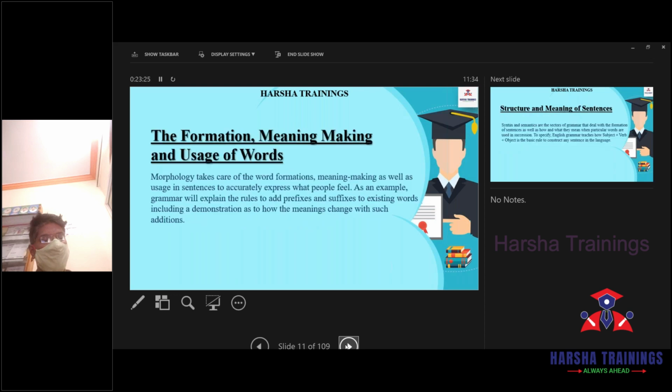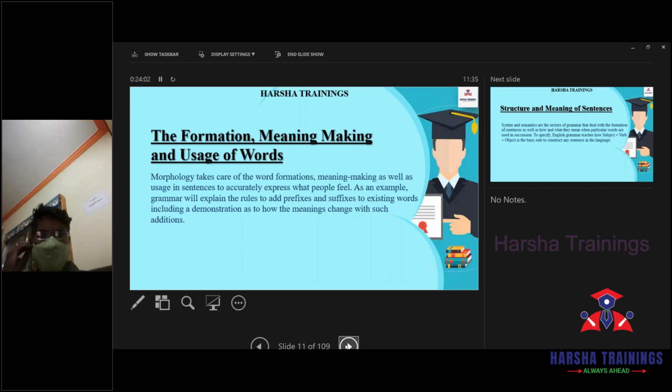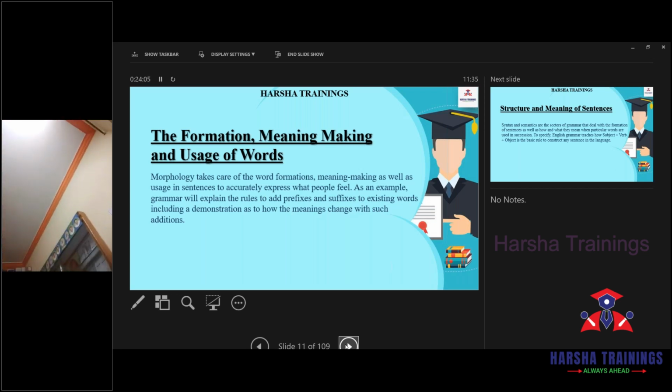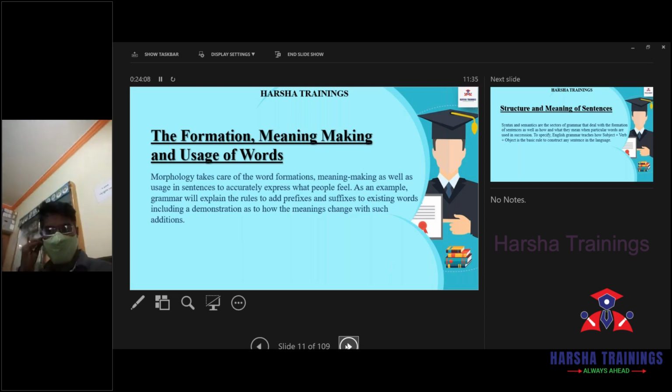Now, the next one, morphology. What is morphology? It is nothing but the formation, meaning, and usage of words. So it takes care of word formation, meaning making, that is what the word means, as well as the usage. Where can we use it and how can we use it in sentences, where we can express how people actually feel? For example, grammar explains the rules. What are prefixes and suffixes?